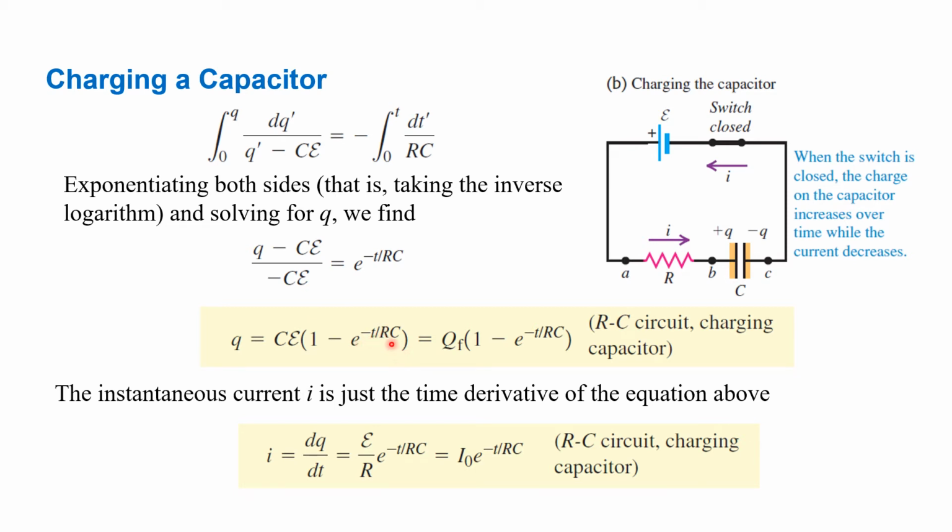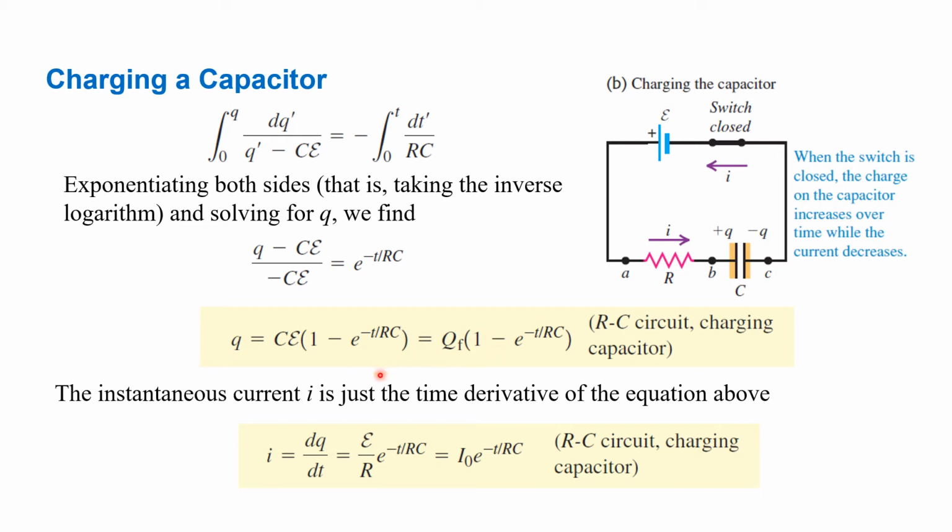Or as you can see, this big C times epsilon is just equal to your charge Qf. So we can replace this by Qf. So your q is equal to Qf times (1 minus e to the negative t over RC). And this is the function for your charge q as you charge your capacitor, which you'll see later in the graph.